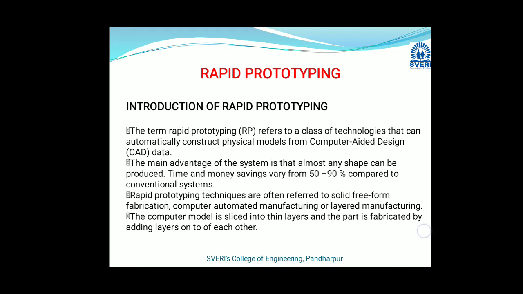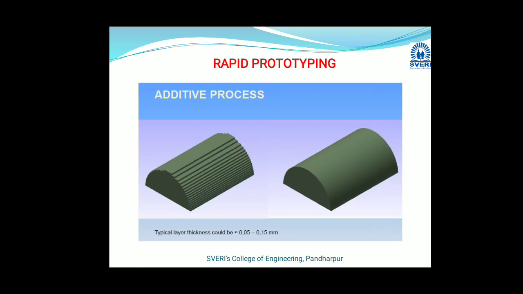In this system, you can see one example of an additive process. We are going to create a physical model using the RP technique, rapid prototyping, by using layer by layer thickness. A typical layer thickness could be about 0.05 to 0.15 mm. This is one example of rapid prototyping.